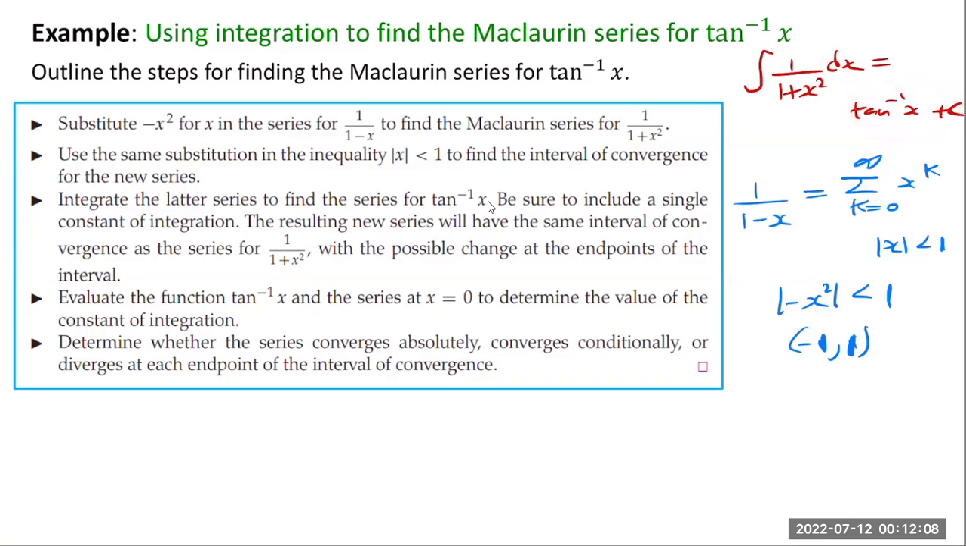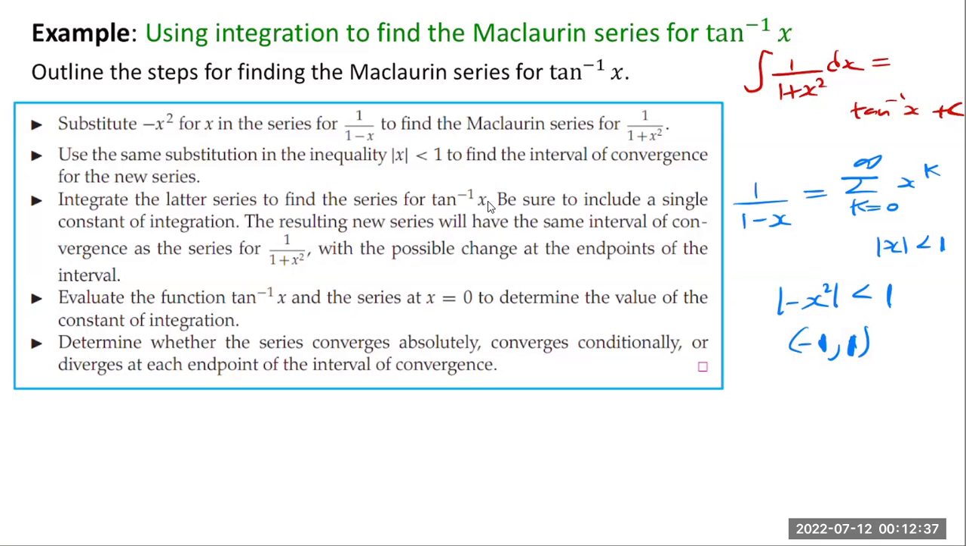Of course, you can find the constant c by plugging x equal to 0 into both sides: into the resulting series on one side, and into tan inverse x on the other. That will give you the constant c. And then finally, as I said earlier, you have to analyze the convergence at the endpoints. That will complete the steps.